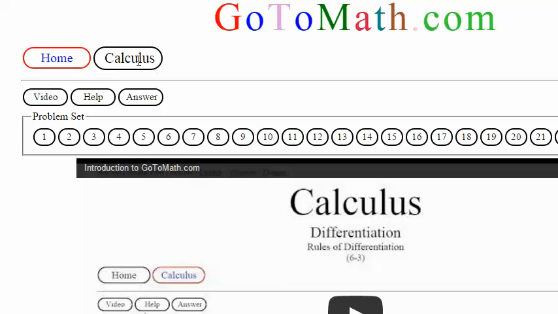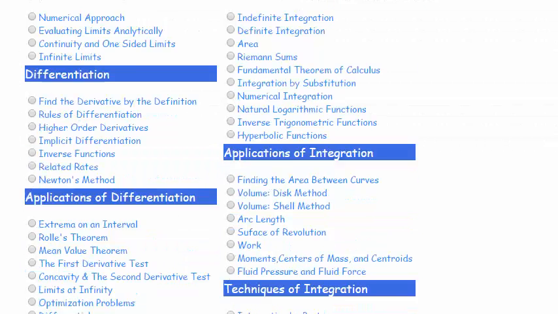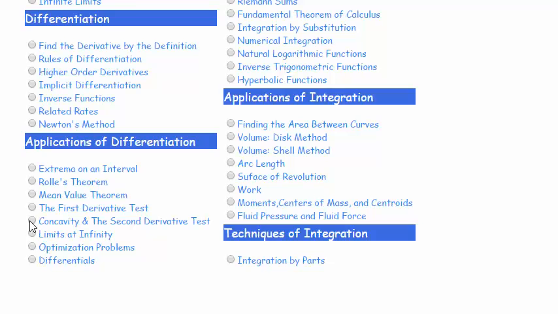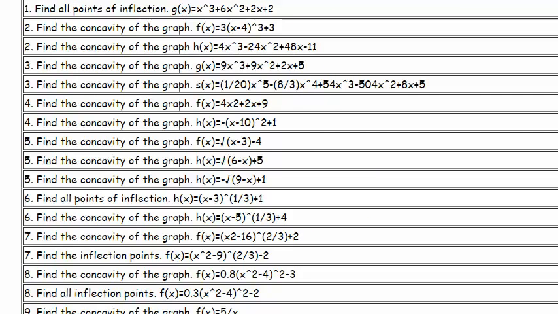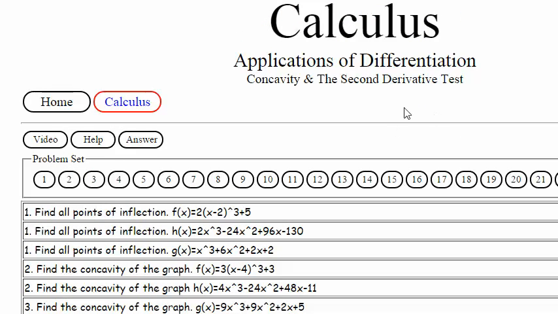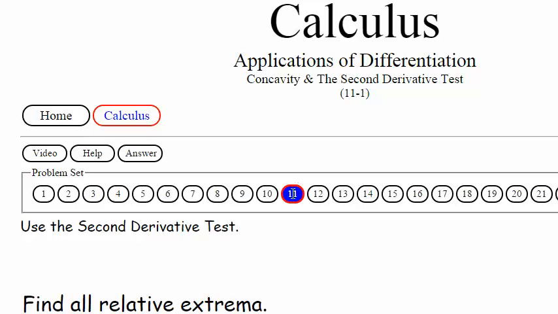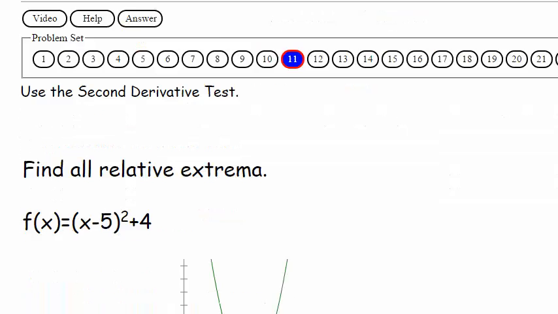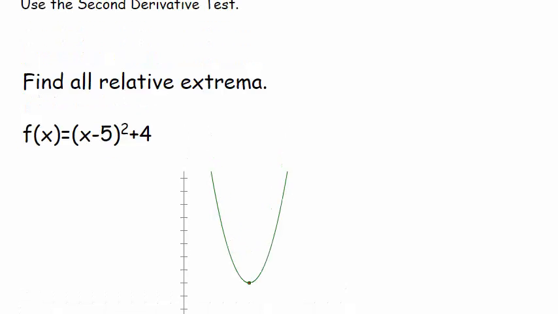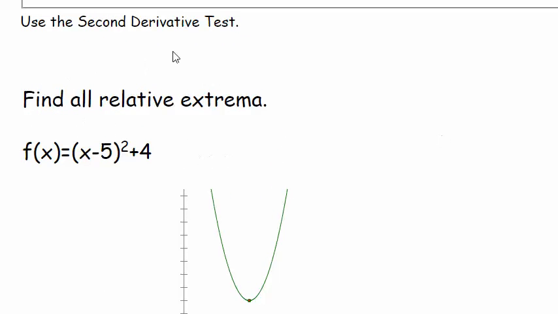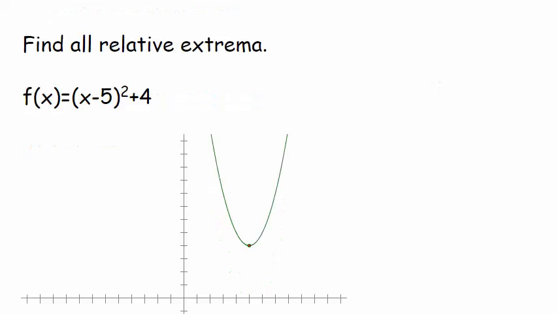Alright, we're here at gotomath.com. Click calculus. Let's go down to concavity and the second derivative test. Of course, that's what we're going to be using. Is the second derivative test for finding max or min in this problem. And it says it right up here. Use the second derivative test.